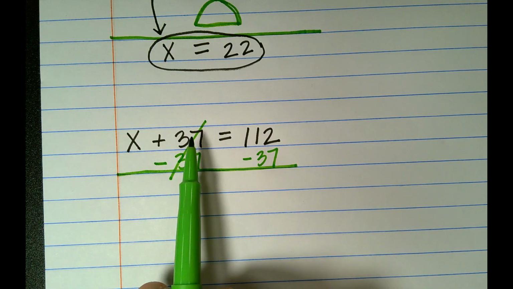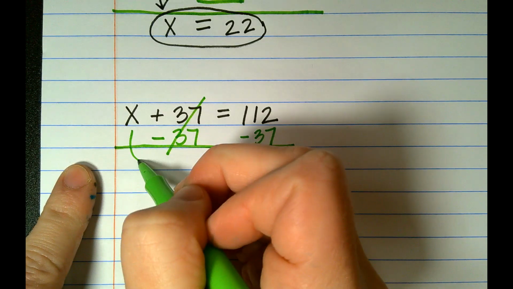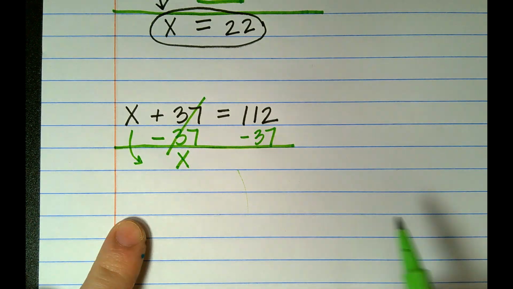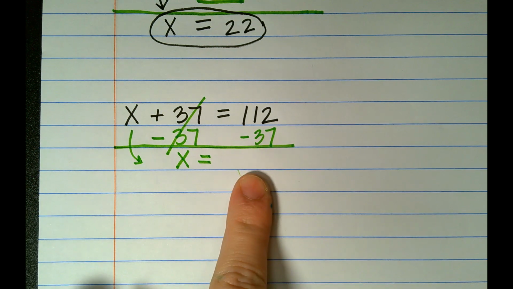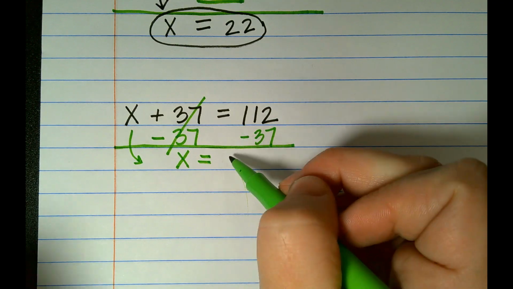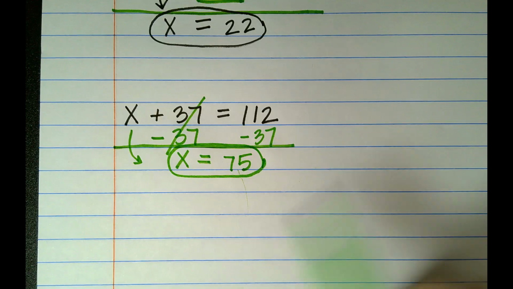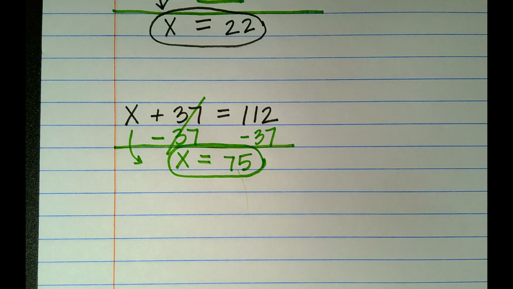So my 37 minus 37 cancels out. Yes, it's gone. Now what? Bring down my x. And then you put the equal. And you will subtract the 37 from 112. 75. Yes. x equals 75. You got it.